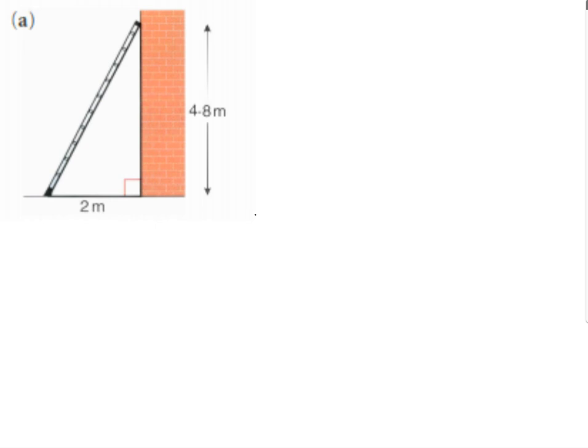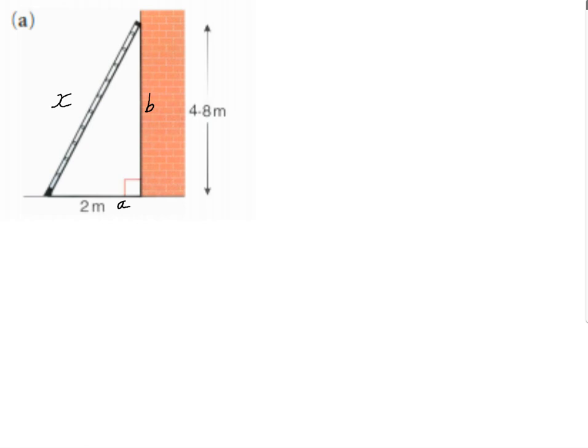So the first one that we've got here is a classic, the ladder leaning against the wall. And we're asked to work out how long the ladder is. So I'm going to call that x, because that's the value we don't know. The distance from the wall to the bottom of the ladder here is 2 meters. We call that A. And the distance up the wall to the top of the ladder is 4.8 meters. I'm going to call that B.